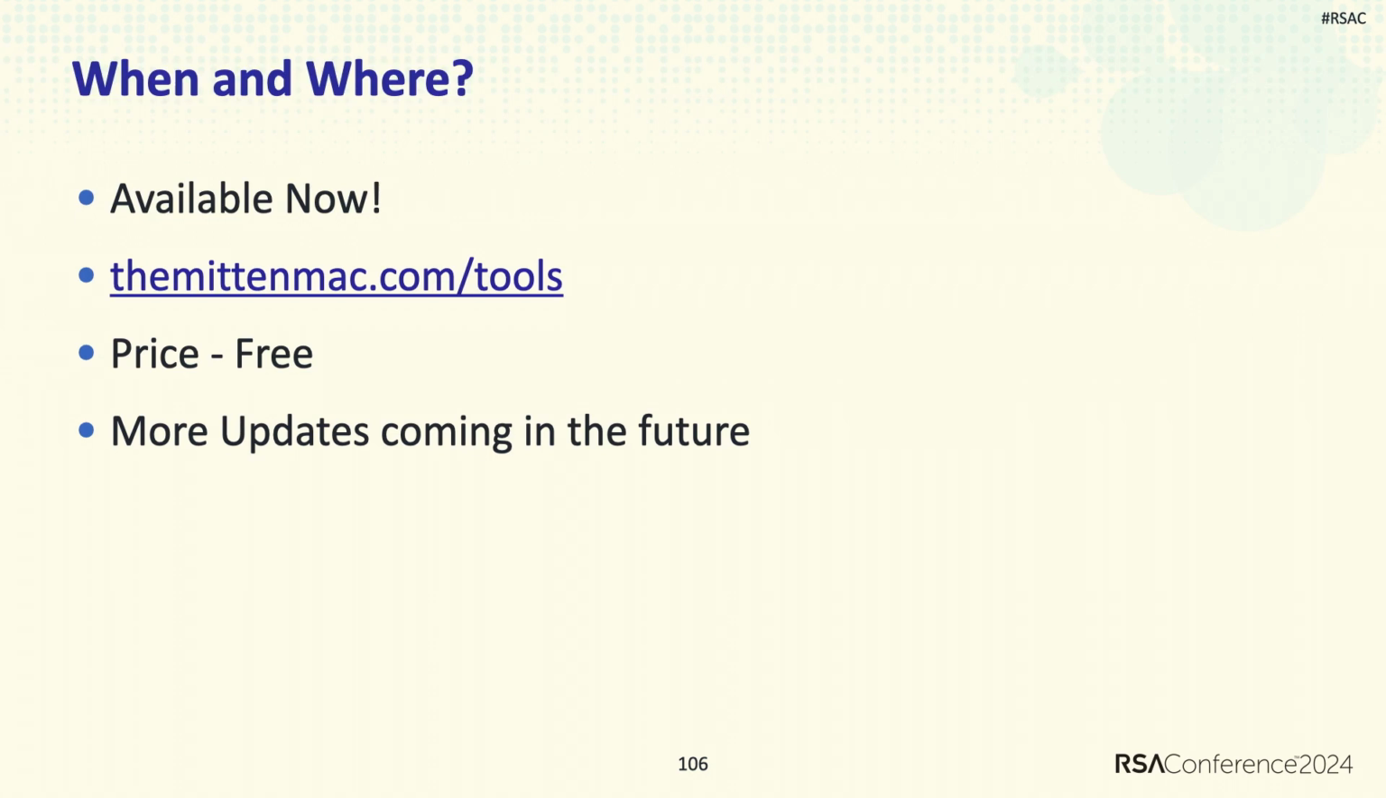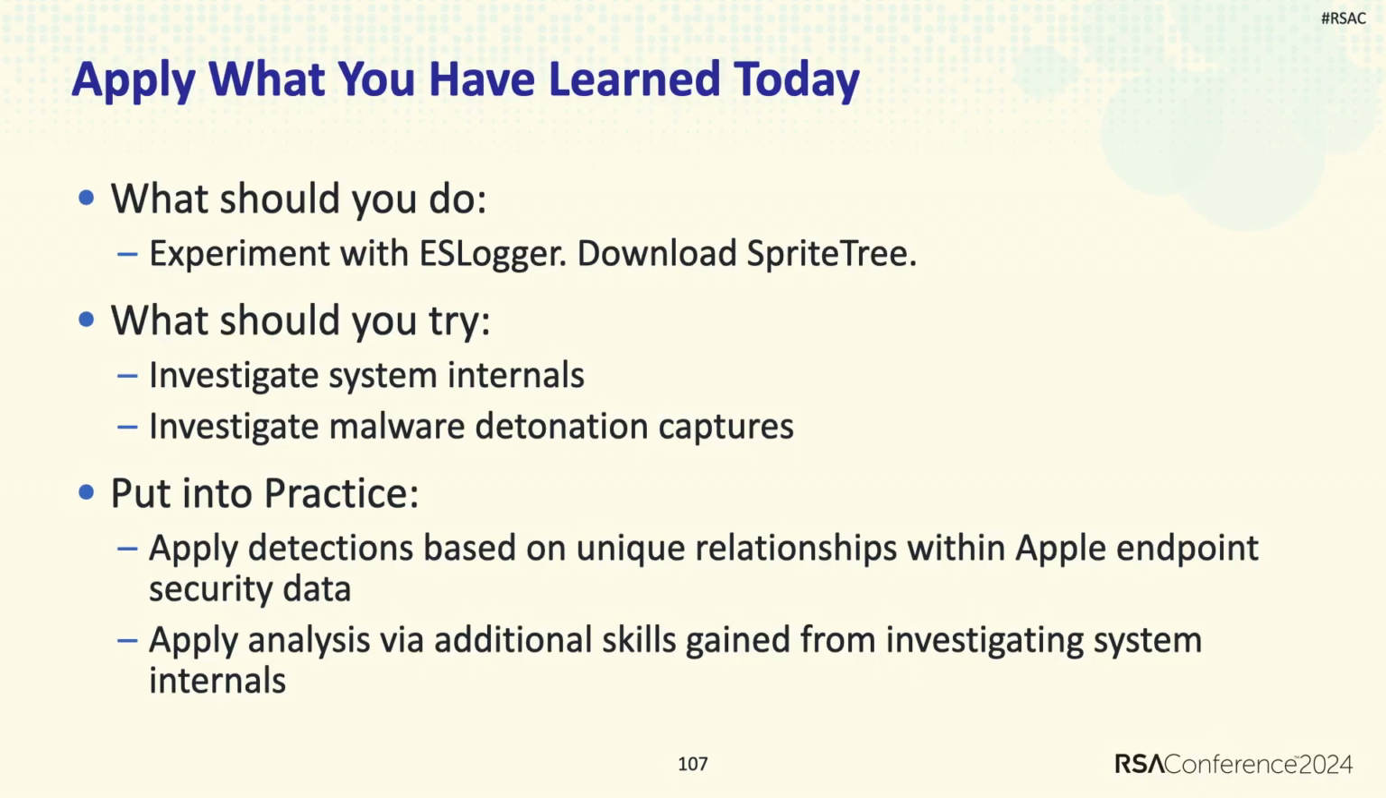So, Sprite Tree is available now. You can download it at mittenmac.com/tools, and it's free. There's no charge for it. Again, you're using ESLogger and then just loading that data into Sprite Tree for visibility. More updates are coming in the future. It's a free time project, so we're working on it where we can.